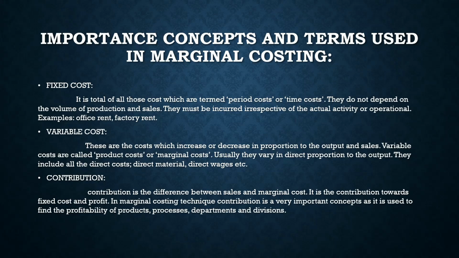Next one is contribution. Contribution is the difference between sales and marginal cost. So it is the contribution towards fixed cost and profit, and in the marginal costing technique, contribution is a very important concept as it is used to find the profitability of a product. It represents the amount available to cover fixed cost and profit. The formula for contribution is sales minus variable cost.